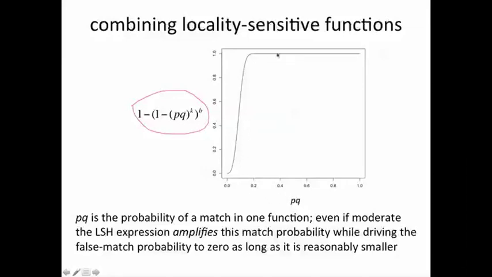The place where this steep rise happens depends on the choices of k and b, and by suitably adjusting these parameters depending on our values of p and pq, we can get the required behavior that we want to achieve.